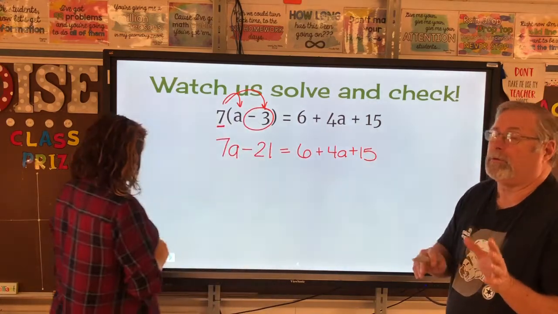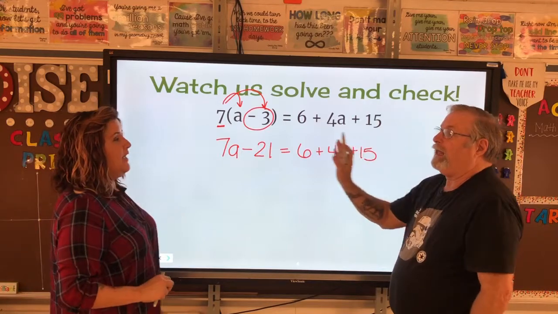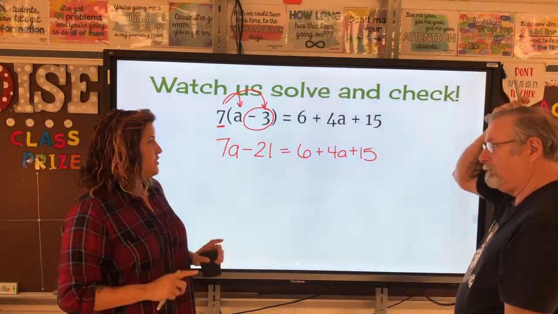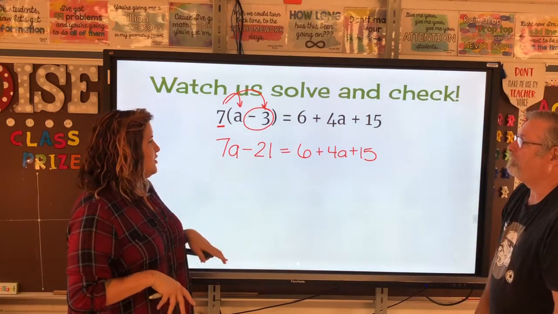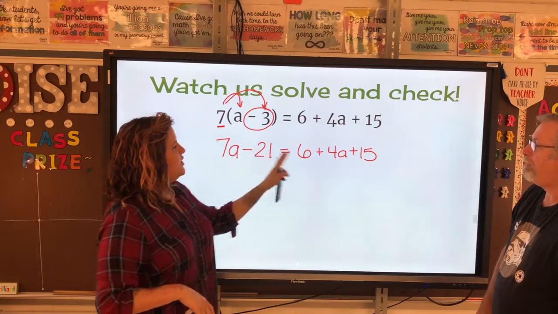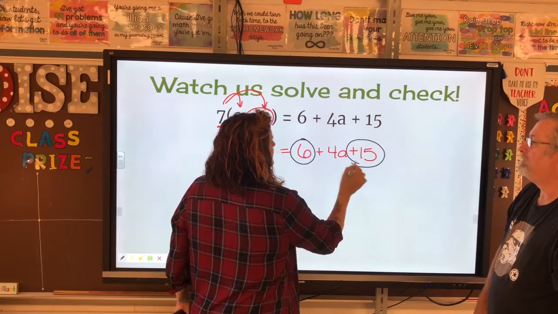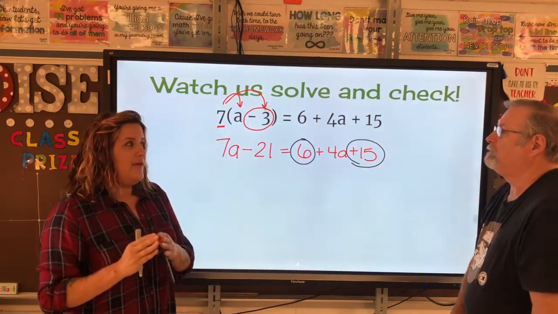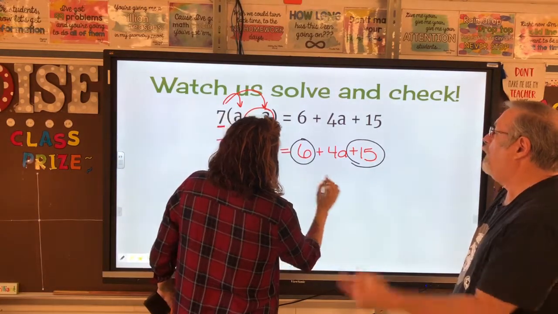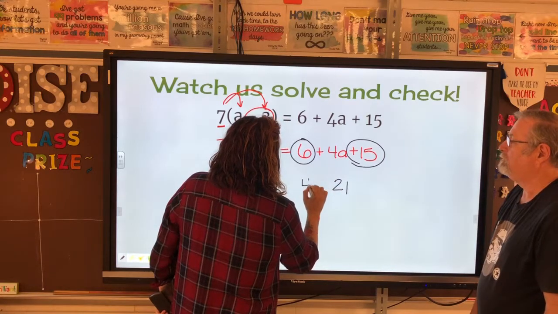And really, the thing to remember is do one thing at a time and write everything else down. Show your steps, just like order of operations. So now we're going to combine like terms. I have a variable here with the coefficient and then just the constant. But over here, I have this 6 and then this plus 15. So I'm going to simplify that and combine those terms. 6 plus 15 is 21. And then I'm going to bring down that 4a.